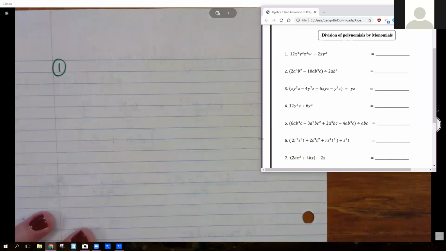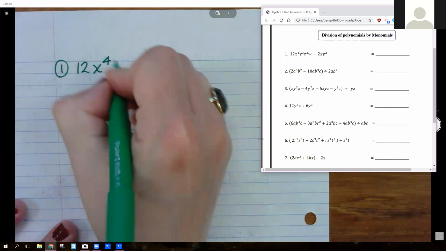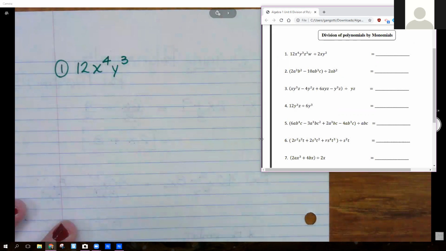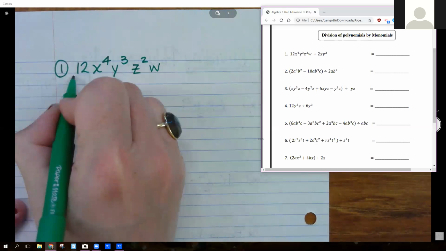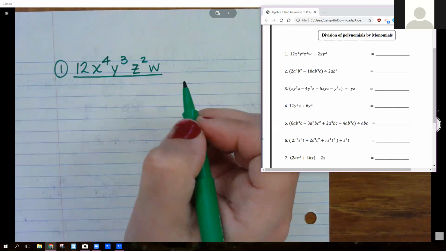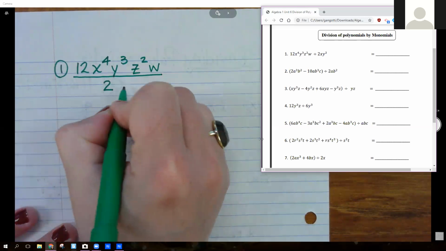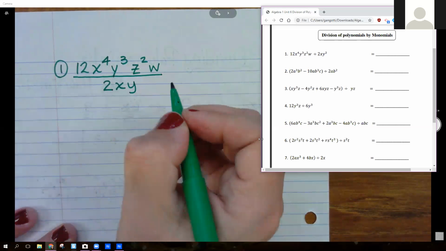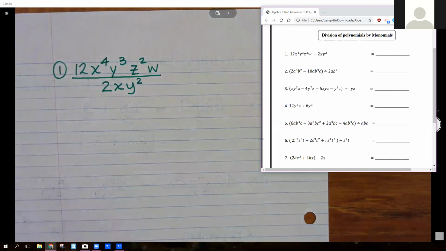All right, so I'm going to rewrite it like we did in the examples. So this is written horizontally right now. I'm going to write it like a fraction. And the first one actually is a monomial, just to get you warmed up, divided by a monomial. So we just need to be super organized and make sure that we use our exponent rules correctly.